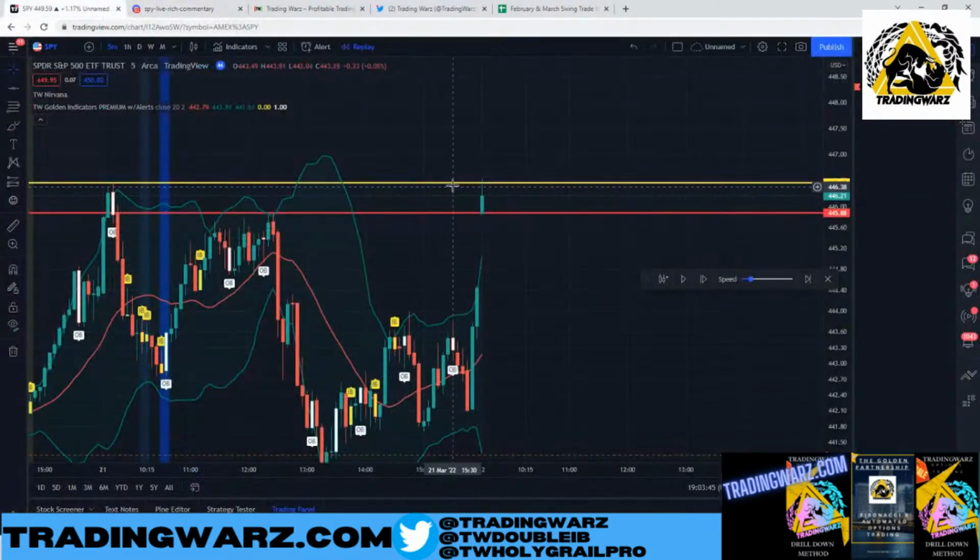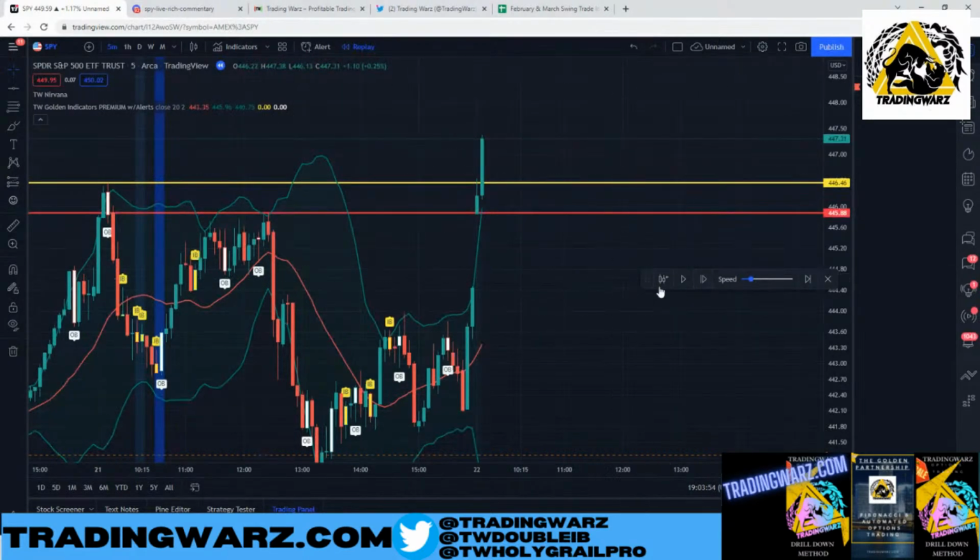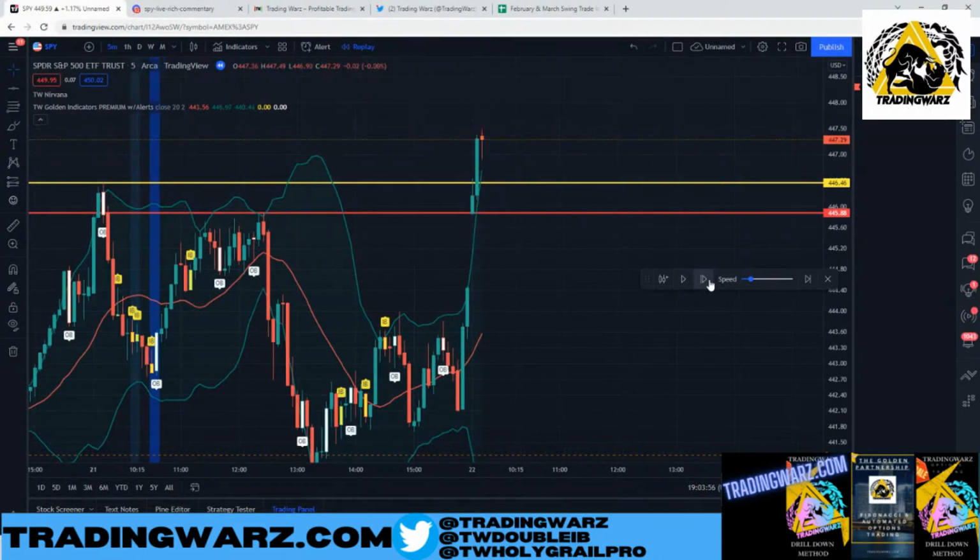Then we started to push here. My first target was just back to the previous day's high, so I scaled out some there, and then we started to build some steam. Right there, guys, I took off most of the position and left the runner. That was it for that position. And you'll see that this position actually runs into the close.